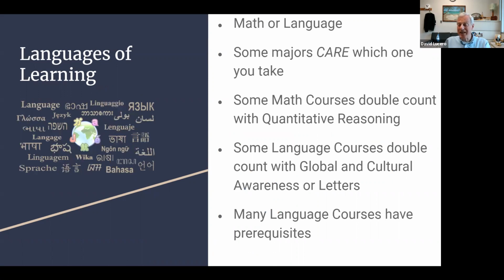Languages of learning is intermediate math or intermediate foreign language. Some majors care, some don't. Some math courses, as we just saw, double count with quantitative reasoning. Some language courses double count for global and cultural awareness, or letters even. Many of those language courses have prerequisites, however.